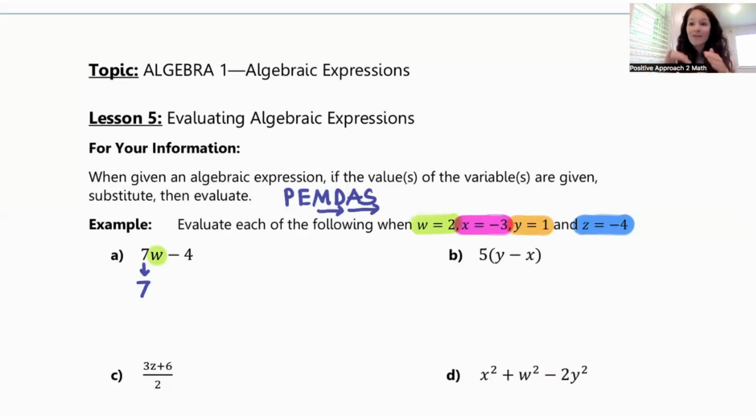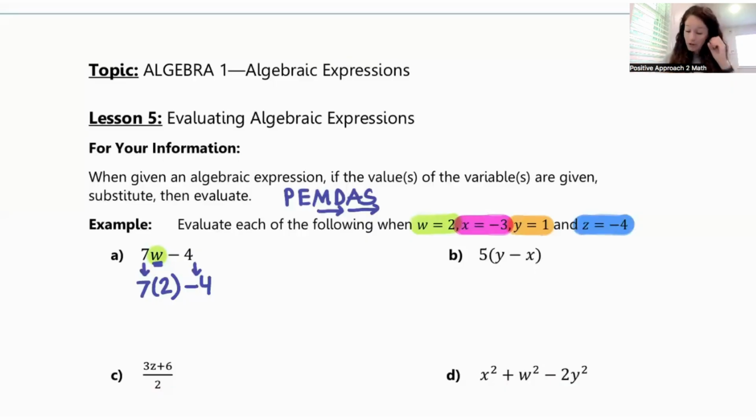It becomes 7 times 2. And so to make sure I don't accidentally think of it as 72, I always put it in parentheses so I know, okay, I'm doing 7 times 2. And then we're going to do -4. Bring down that -4. So I swapped out my W. I plugged in 2. That was really saying 7 times W. So now it becomes 7 times 2.